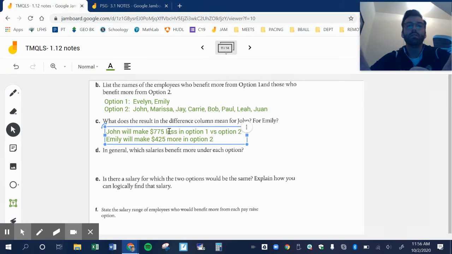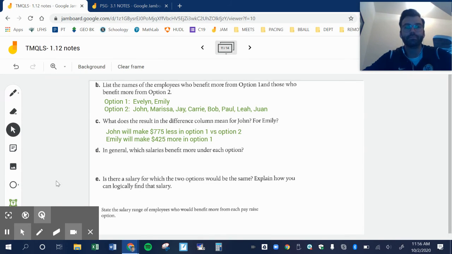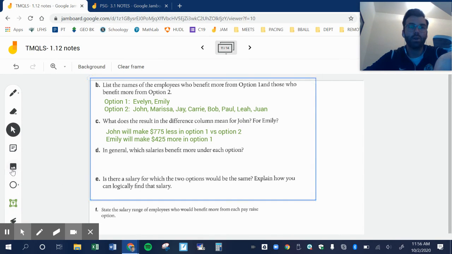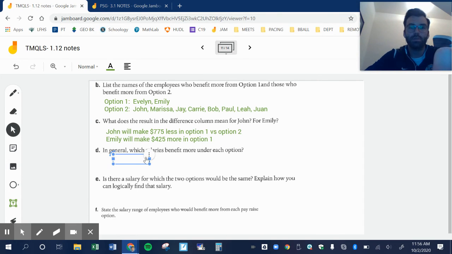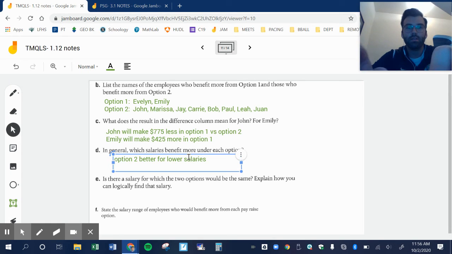In general, which salaries benefit the most under each option? So I kind of alluded to that in general. Option 2 is better for lower salaries, and option 1 is better for higher salaries. So option 2 better for lower salaries. Option 1 better for higher.